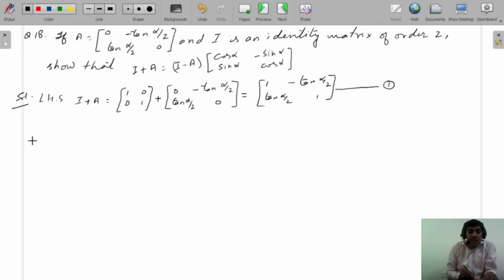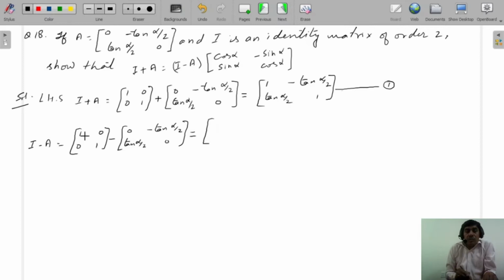Now next we have to find I minus A is equal to [1, 0; 0, 1] minus [0, minus tan(alpha/2); tan(alpha/2), 0], which is equal to 1 minus 0 is 1, 0 minus minus tan(alpha/2) is plus tan(alpha/2), 0 minus tan(alpha/2) is minus tan(alpha/2), 1 minus 0 is 1.